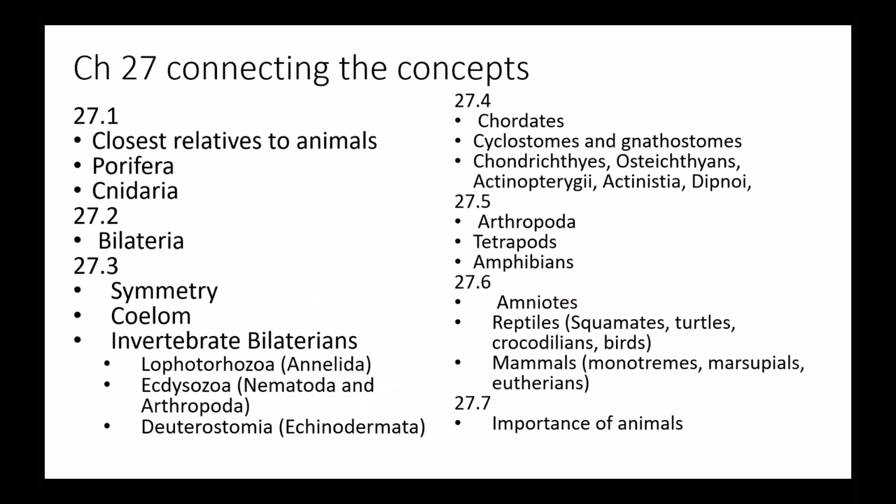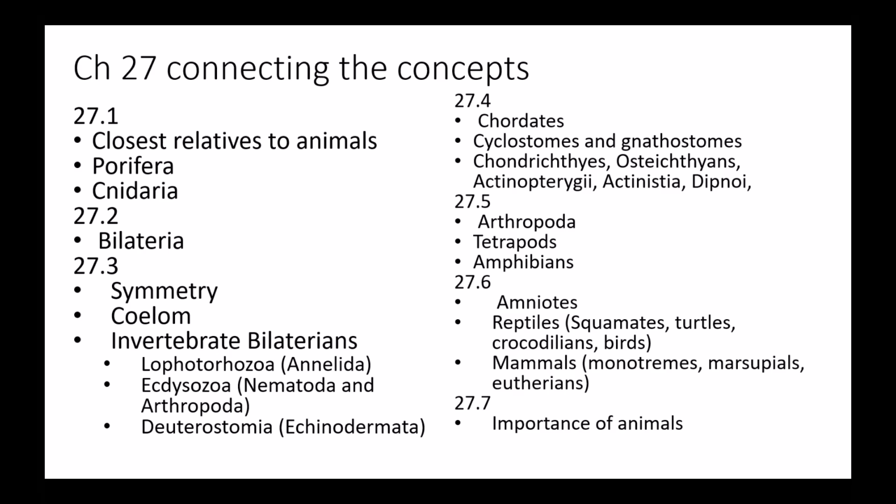So we made it to the end of chapter 27. So we talked about those choanoflagellate protists, which are the closest relatives to animals. We talked about porifera, which are the sponges, cnidaria, the jellyfish, bilateria, so organisms with left and right halves, the different kinds of symmetry, so asymmetry, where there's really not symmetry, and radial symmetry, where the organism is like a circle, and you can cut them in half along kind of the middle anyway, like along the radius or diameter. We talked about a coelom, so that body cavity that's completely lined with mesoderm.